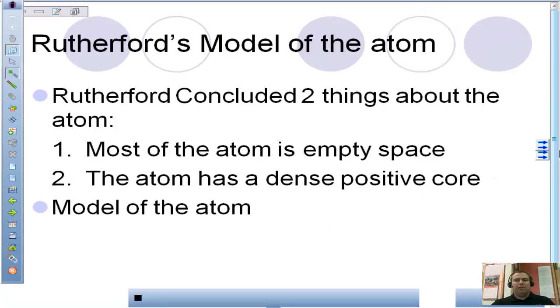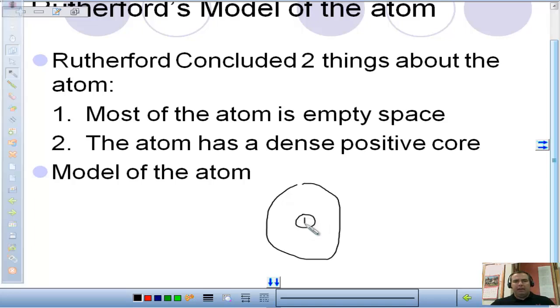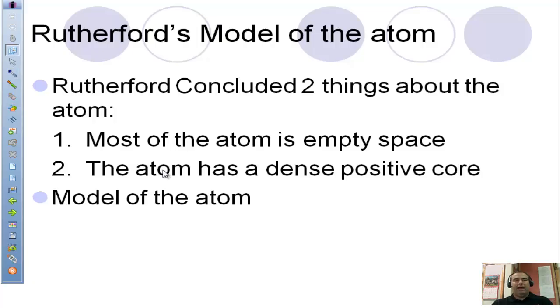Which leads us to his model of the atom. His model of the atom looked like this. So again, we have our circular shape. We have our center of the atom. And instead of the positive being completely spread out, he said that that positive was packed there in the middle. On the outside were the electrons. So again, he still agreed that the electrons were on the outside, but the positive was packed into the middle of that atom.